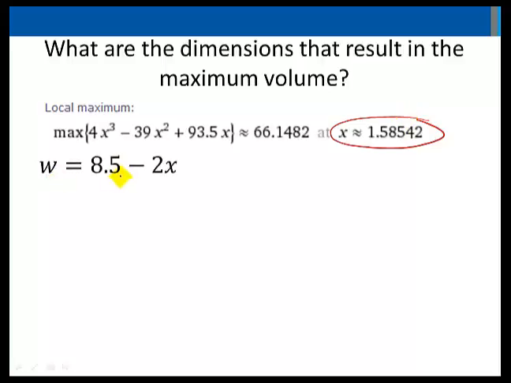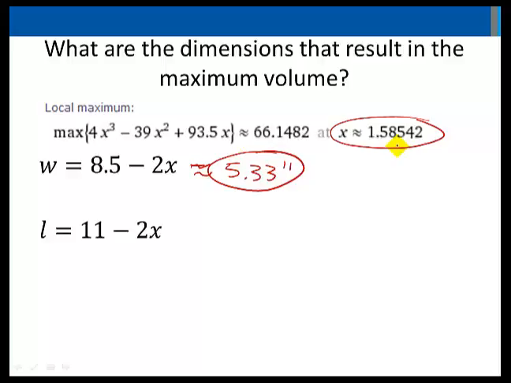The width of my box is 8.5 minus 2x. If I plug in 1.58542 for x in my width equation here, I end up with a width of approximately 5.33 inches. And if I plug this x value into the length of 11 minus 2x, I find that my length is approximately equal to 7.83 inches.